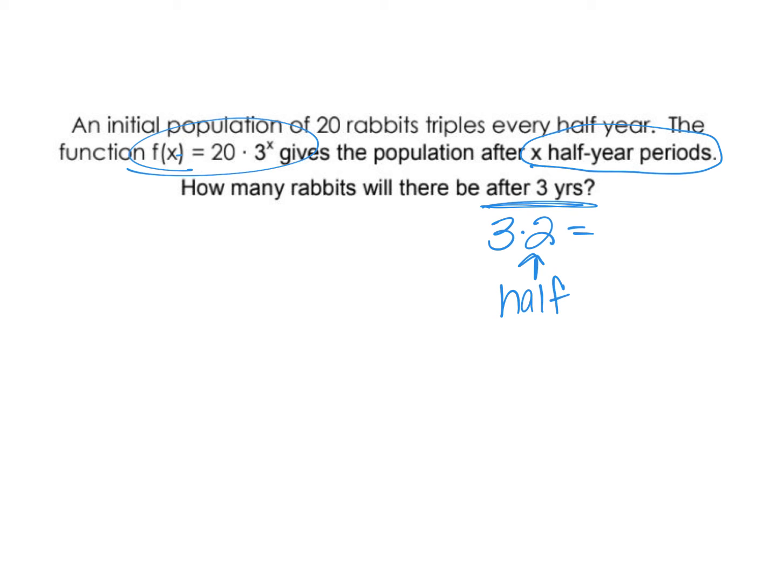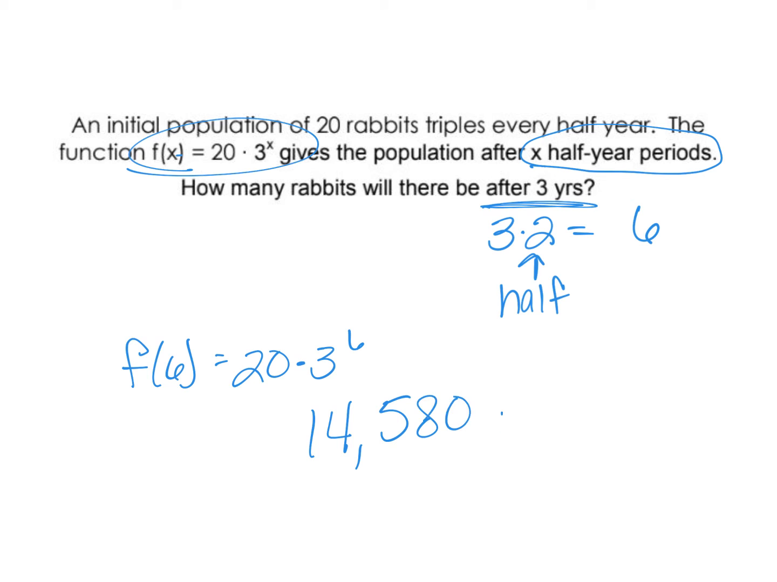And so we have to double it for each half. So in this case, it would be 6. So we would substitute: f of 6 equals 20 times 3 to the 6th power. So 20 times 3 to the 6th power is 14,580 rabbits.